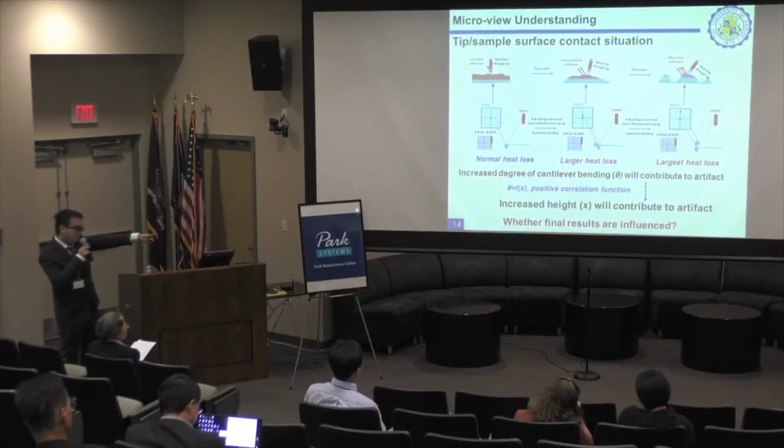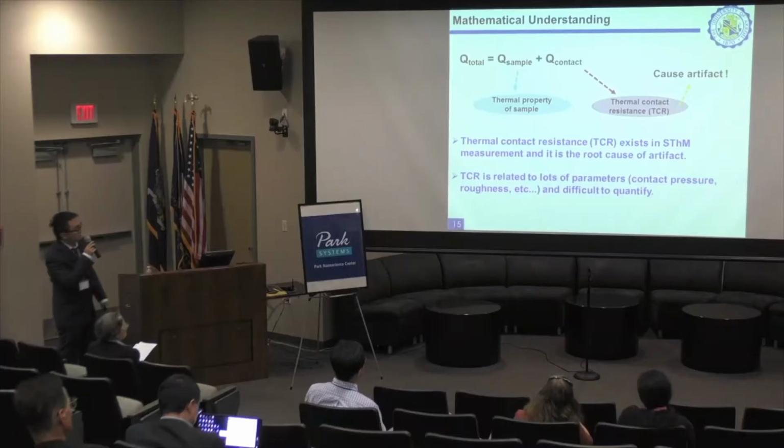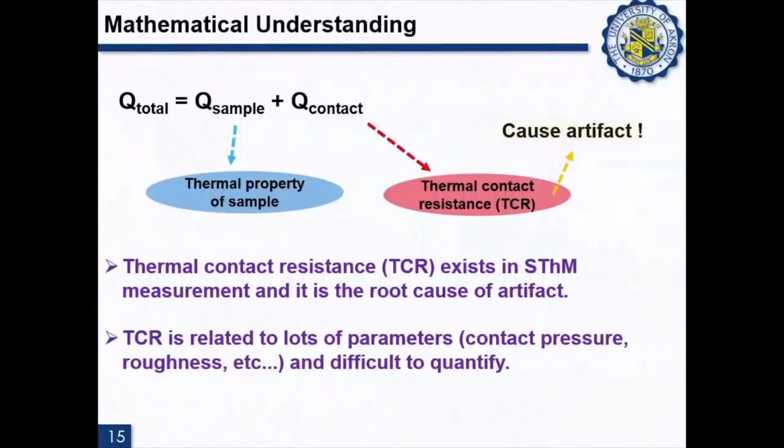So then the problem comes to whether the final results are influenced or not. Based on the mathematical understanding of the artifacts, here we have this equation: Q total is equal to Q sample plus 2Q contact. The Q sample is the reflection of the thermal property of the sample. This is what we want to get from the SThM. And the Q contact is related to the thermal contact resistance. This is what we do not want in this test, but it exists in this test.